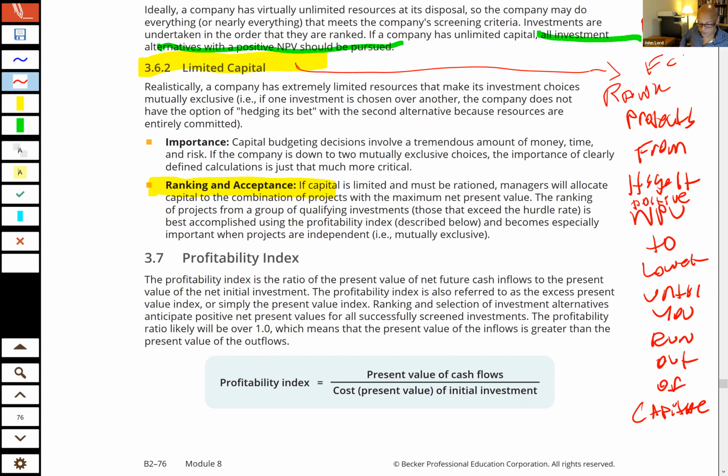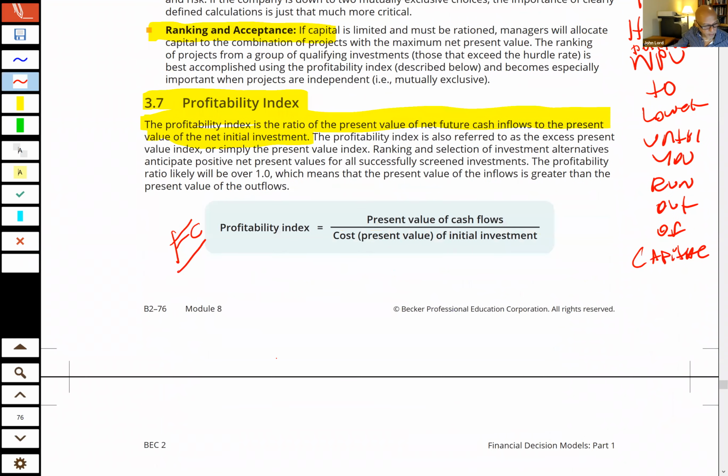Now, they do finally give us this notion of a profitability index. So if a problem is giving you a profitability index, you do this. The profitability index is the ratio of the present value of net future cash inflow to the present value of the initial investment. So let's go ahead and flashcard that. Present value of cash flows to the present value of the initial investment is our profitability index.